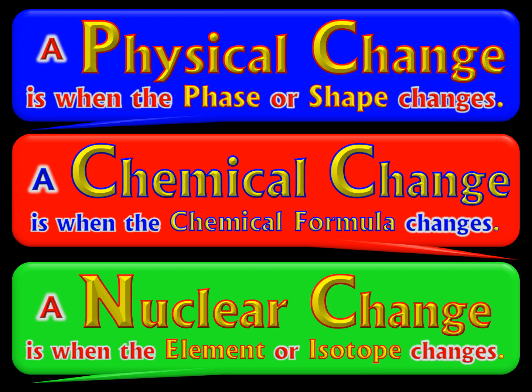As a quick recap, we've already talked about how nuclear changes are different from physical and chemical changes because you are actually changing which element you have. Remember, the only time that an element will change from one element to a different element, or even from one isotope to a different isotope, even if it's the same element, that's always a nuclear change. Okay, so now we've got a third kind of change to consider.